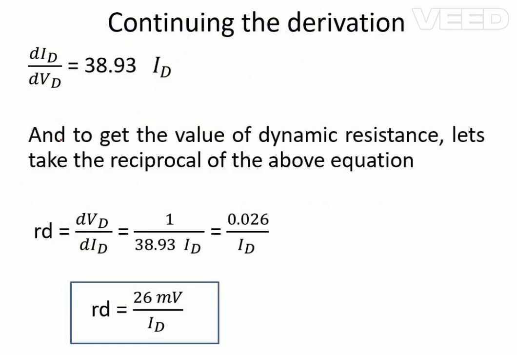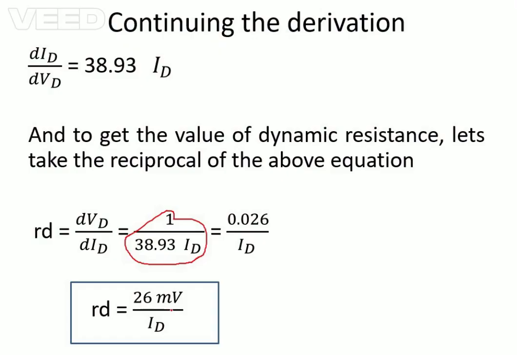Let's put the value over here. Delta ID over delta VD is 38.93 ID. Now let's take the reciprocal of the entire thing. We will get rd is equal to delta VD over delta ID, and the reciprocal of it, this 1 upon 38.93, can be calculated as 26 millivolt. Fine. So this RD can simply be calculated if we know the value of diode current ID. We don't need the value of voltage over here.